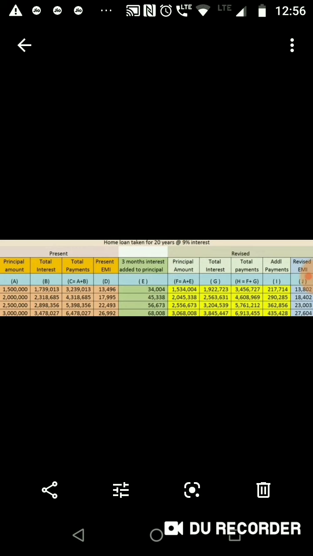So what is meant by the moratorium benefit? How will it affect your home loan? In this video we can discuss that. Four examples are given, for loans of 15 lakh, 20 lakh, 25 lakh and 30 lakh, but I am going to discuss the 15 lakh example. Based on your loan amount, you can check how much additional amount you are going to pay.